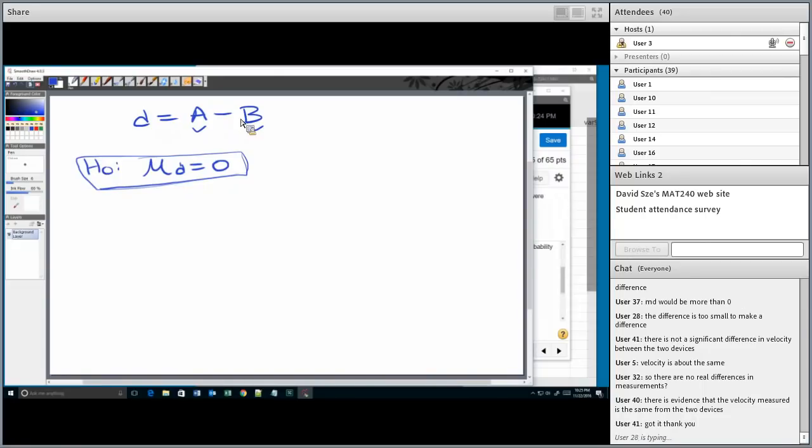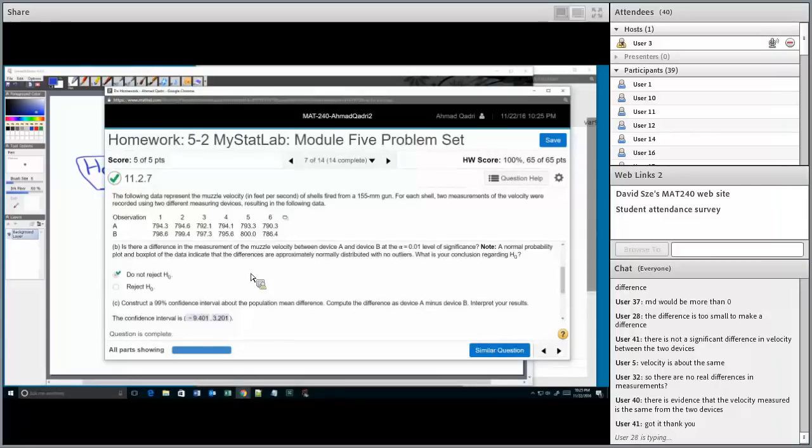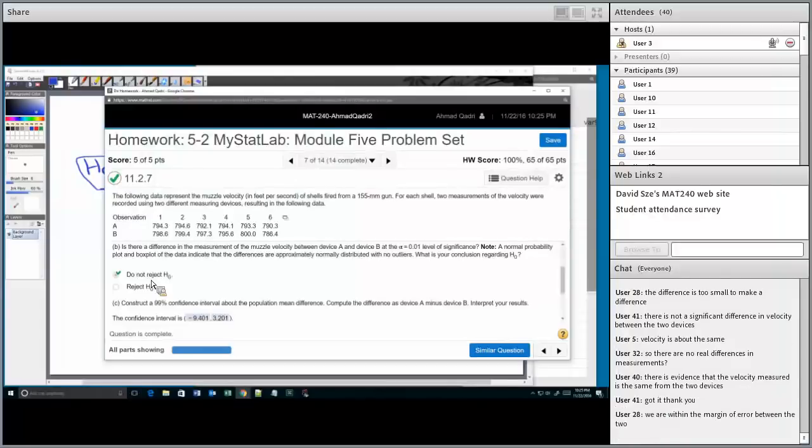That's what that implies. Does that make sense? Does this make sense now? The implication under the null hypothesis not being rejected is that the difference between the measurements A and B is 0. Yes, and Brian took it one step further: we are within the margin of error.